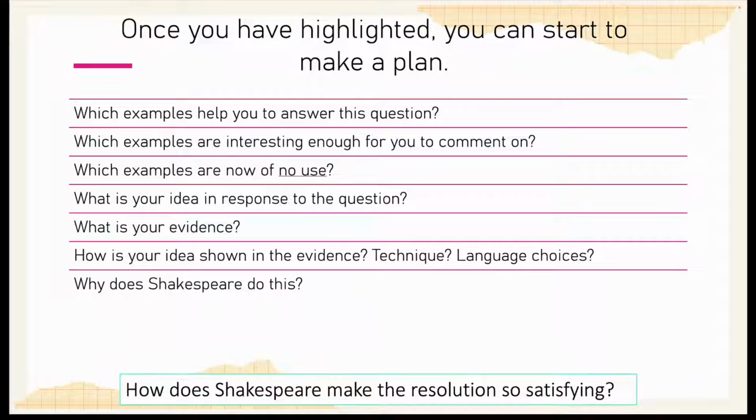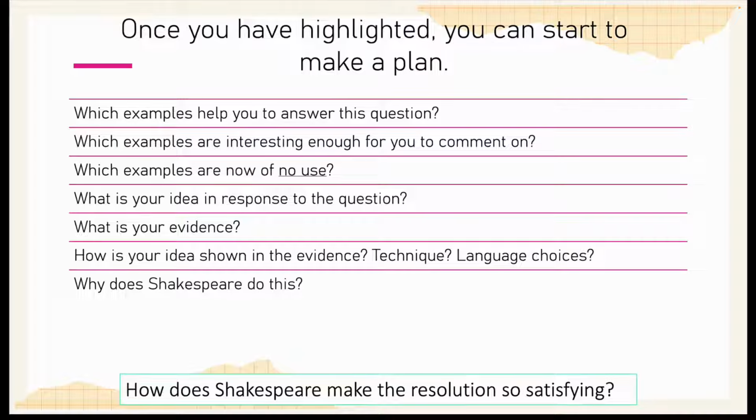Which ones do I now think, right, okay, no, I actually don't think I can say anything about that. On reflection, I don't think it links to the question, and I don't think it links to the ideas that I already have. And then once you've got your evidence, your quotations, then you're considering, okay, so now I'm going to look at my how. How is the idea that I've written down on my paper shown in this evidence?